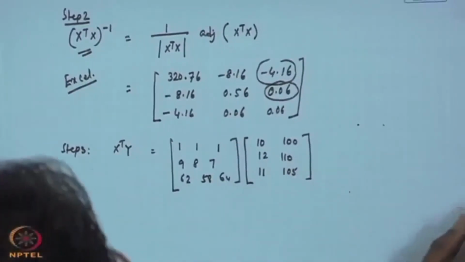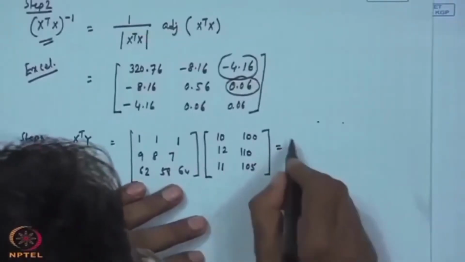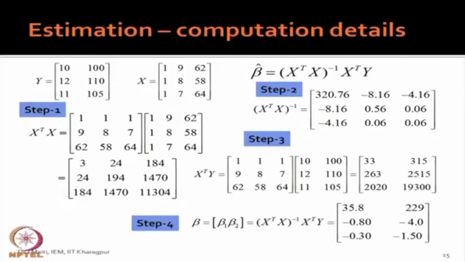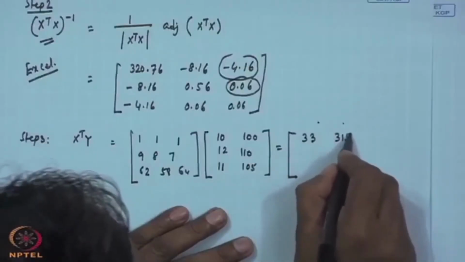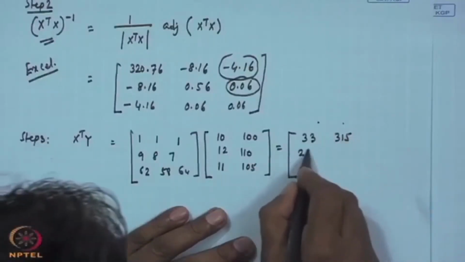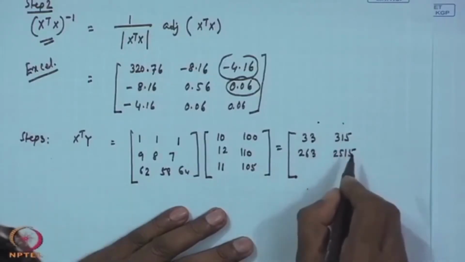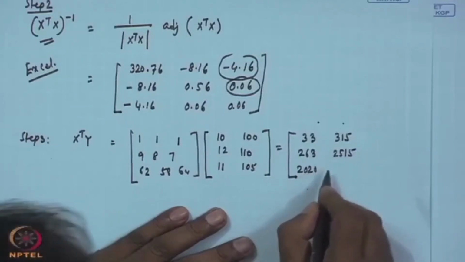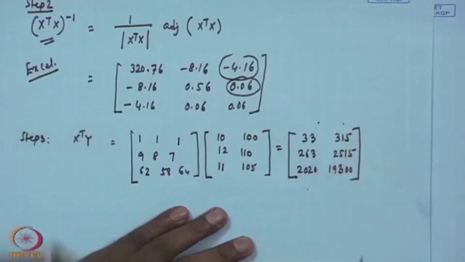Again, if you go for matrix multiplication of these two, and if you use Excel, what you will be getting? You will be getting X transpose Y equal to 33, 315, 263, 2515, 2020, 19,300.